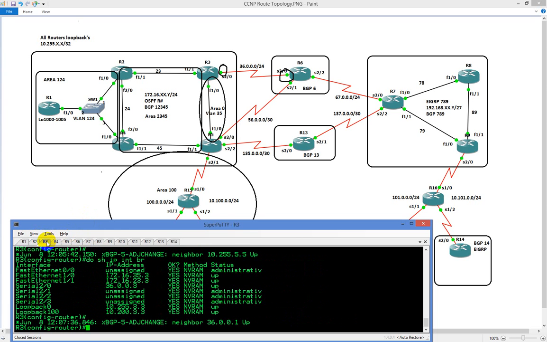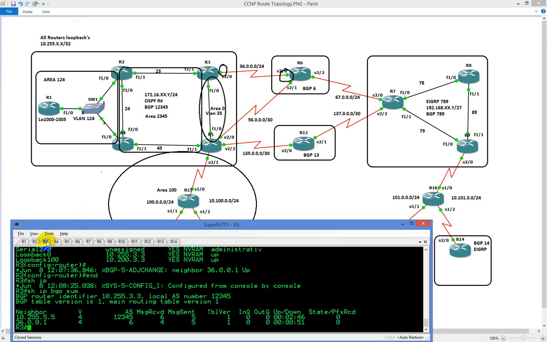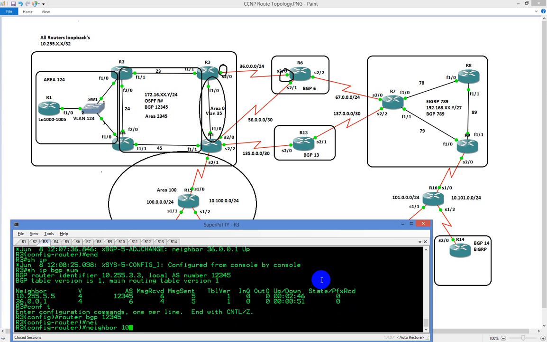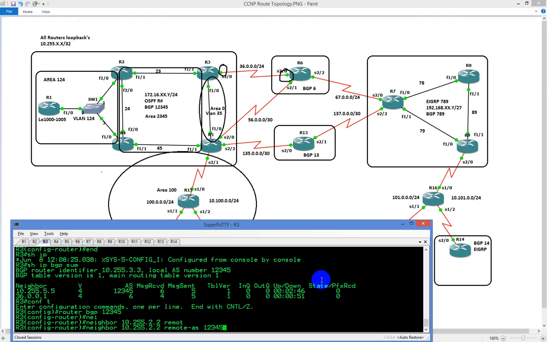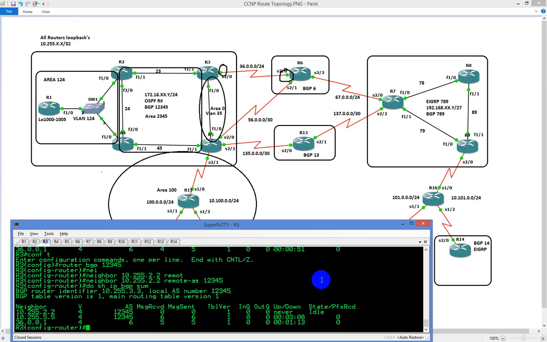Now, as you can see, if we go back to router 3, and we type in show IP BGP summary, I have 2 peerings. Now, if I was to go to global config and type in router BGP 1, 2, 3, 4, 5, and type in neighbor 10.255.2.2 remote AS of 1, 2, 3, 4, 5, and do show IP BGP summary again, notice how I have 0 and 0 here for these 2 connections, but I have an idle sitting here. Notice where they're sitting too. The state is idle, the prefixes received is 0.